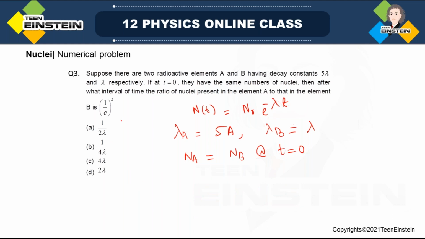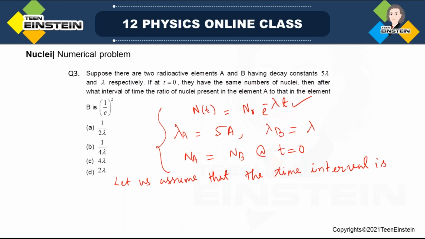So these are the given things. I'll write this law of radioactivity only. Before that, let us assume that the time interval is delta t. So if I write the law of radioactivity for the element A, I'll be writing, let me write this as Na(t) over here.